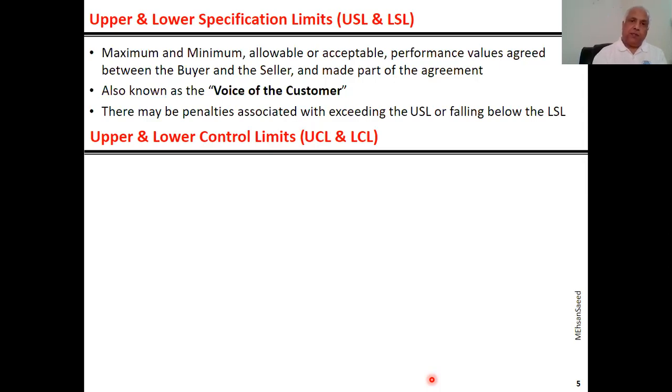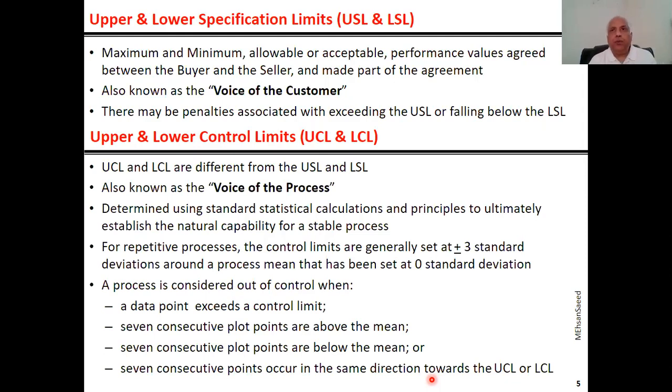Having received FIFA's order and the customer requirement, by the way, these specification limits are also referred to as the voice of the customer, because this is what the customer demands. This is the requirement of the customer. So having received this FIFA order, you would look at your own capability. Are you capable of producing footballs between 410 and 450 grams? Is your plant capable? Is your plant new or old? So these are some of the factors which then come to your mind.